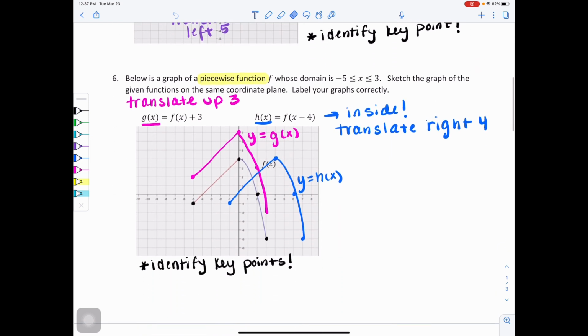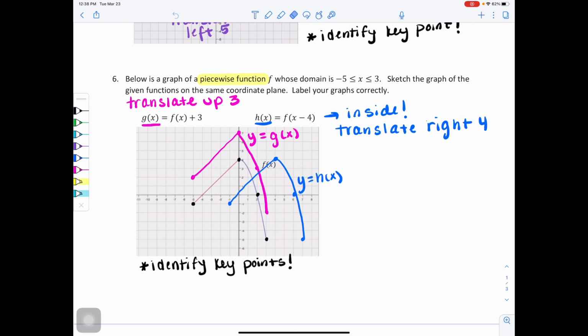Then, in number 6, this is a piecewise function whose domain is -5 is less than x is less than 3. We had to sketch the graph of the given functions on the same coordinate plane and label your graphs correctly. So the first thing you want to do is look at those 2 functions and decide what transformations have actually happened. If I look at g of x, we've added 3 on the outside of f of x, which means I need to translate up 3. For h of x, we've subtracted 4, but it's on the inside, so it acts the opposite of what our gut tells us. That means we're going to translate to the right 4.